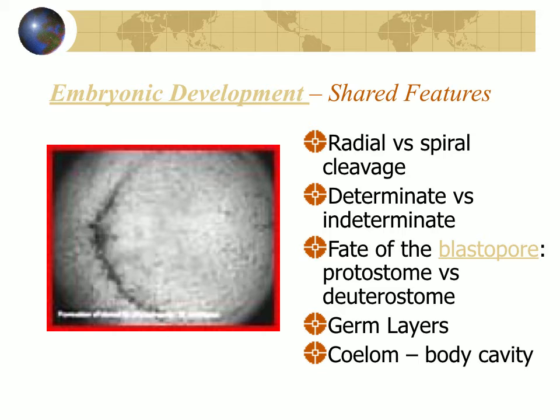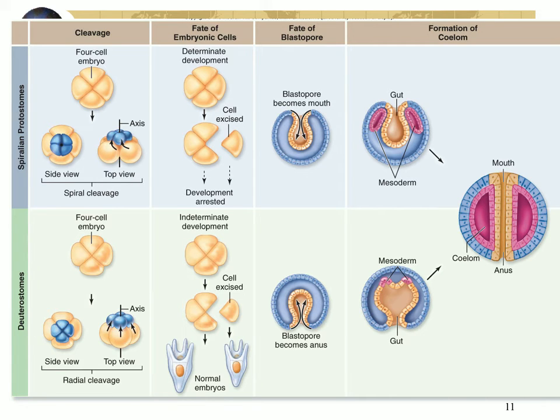Then they're going to produce this hollow ball of cells, the blastula, that has a rearrangement that forms an opening, the blastopore. And that too has different fates in different groups of animals. And after you have this hollow ball of cells rearranged, you form germ layers and body cavities. So let's look at the diagram here. There are two great groups, the protostomes and the deuterostomes.